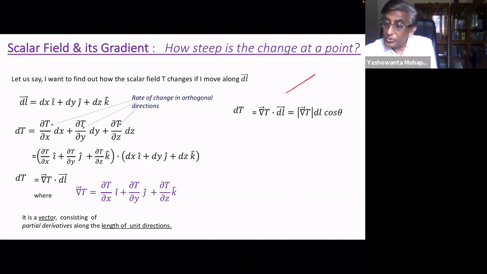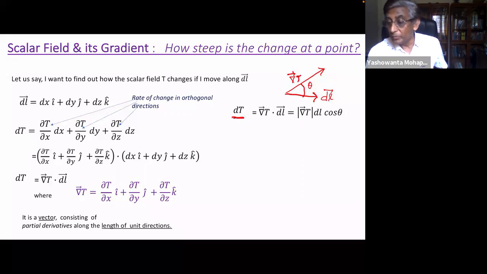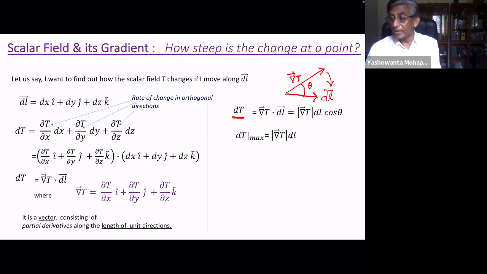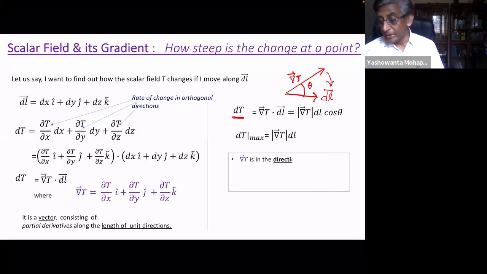Suppose grad T at that particular point is figured out in that direction, and I want to move in some direction dl, and the angle between the two is theta. Then the dT amount that I'm going to go is simply the projection of grad T onto dl: grad T times dl cos theta. And when is the change maximum? The maximum change in the scalar quantity at that point would be grad T dl, because cos theta is maximum at 1. Hence I can say that grad T is always in the direction of the maximum change at that point.